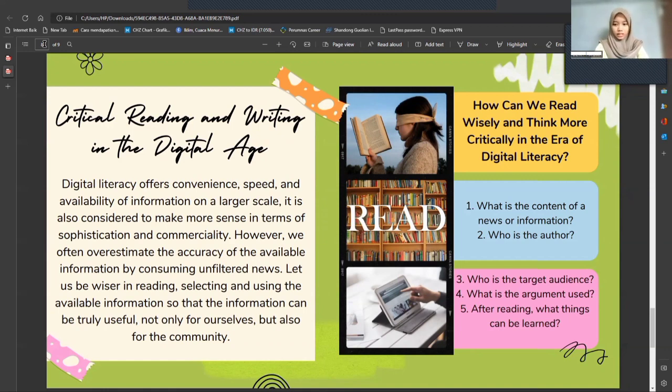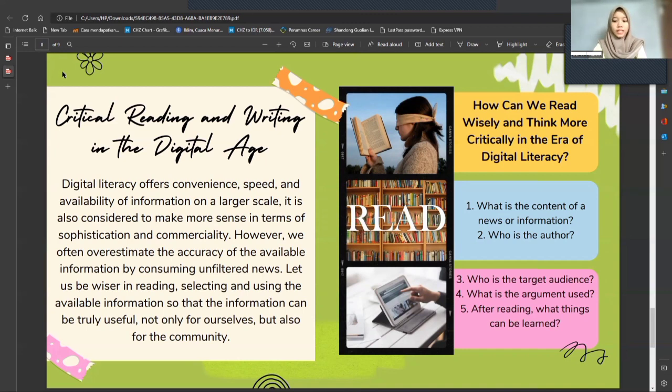The second is who is the author. It should also be noted whether there is a conflict of interest or bias in the article. If there is a photo of a person or character next to a news outlet, it does not necessarily mean that what is stated is a complete fake.